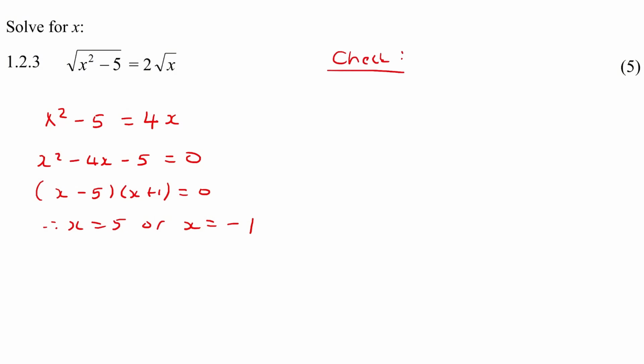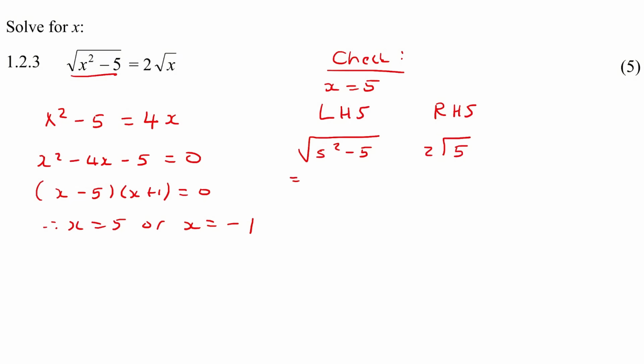Well, I'm going to start by looking at x equals 5. I'm going to plug x equals 5 into the left side and the right side of my equation. If I plug it in on the left side, I get the square root of 5 squared take away 5, and if I plug it on the right side, I get 2 square root 5. So let's see if these two expressions are equal. This gives us square root 20, and if you type in square root 20, it gives you 2 square root 5. And this is also 2 square root 5. So the left side equals the right side, and so that's all good.